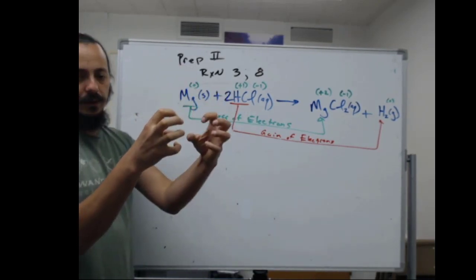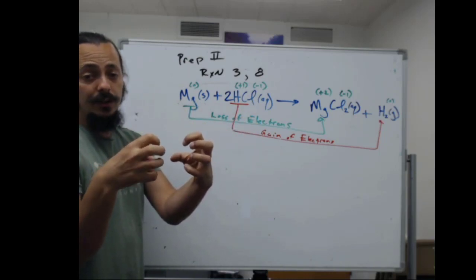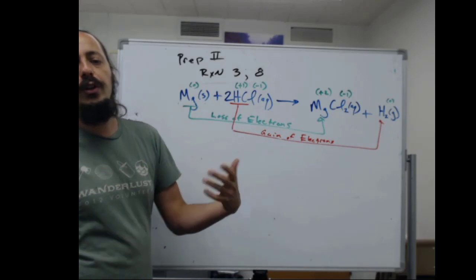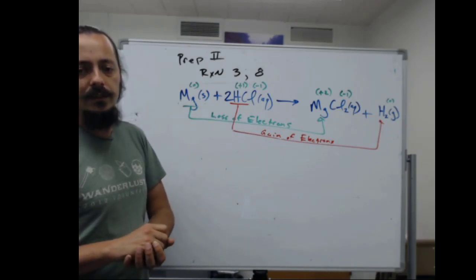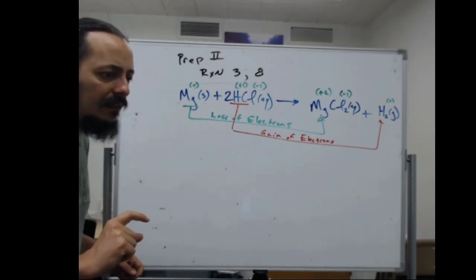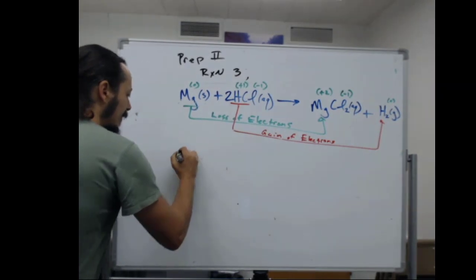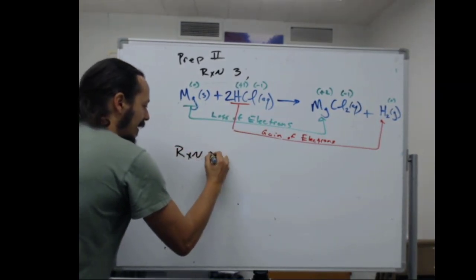It's one magnesium next to another magnesium next to another magnesium. If the magnesiums had charge, they would all end up pushing away from each other and you wouldn't form a solid. Okay, so it has to be neutral. Yeah. That makes sense. With that in mind, that's reaction 3. Let's go ahead and look at reaction 8.